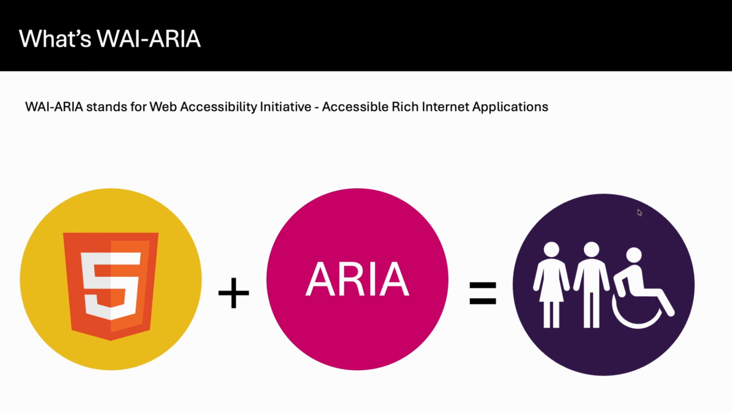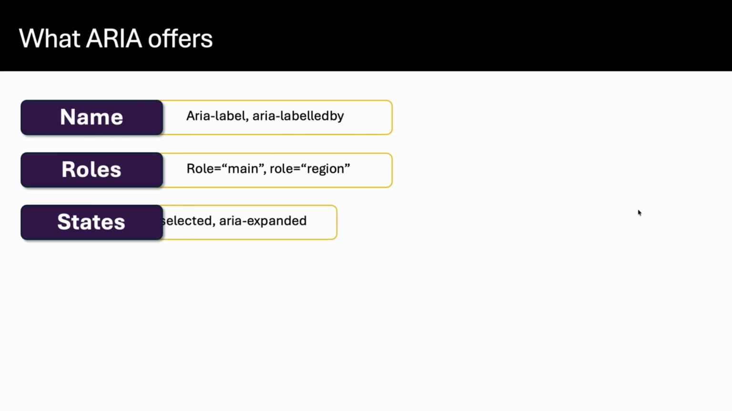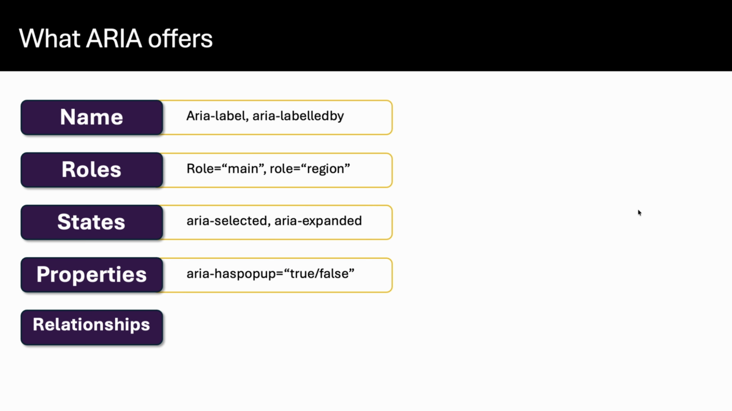ARIA is the bridge between the custom interface behavior and the accessibility tree. Now let's see what ARIA actually provides us. ARIA gives us several categories of information. It can provide names through aria-label or aria-labelledby. It can provide roles like main, navigation, dialog, or alert. It can communicate states like expanded, selected, or pressed. It can also describe relationships, like one element controlling another or one element describing another.